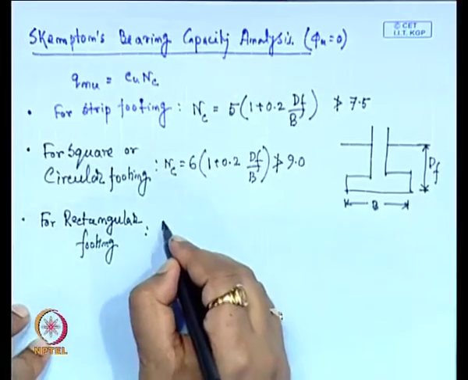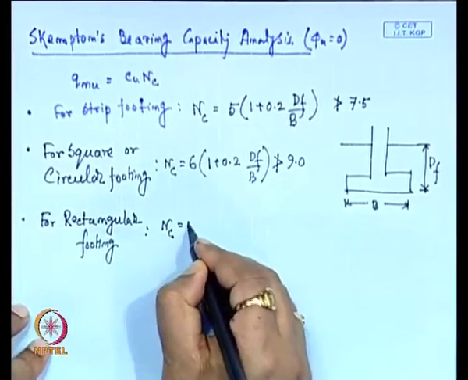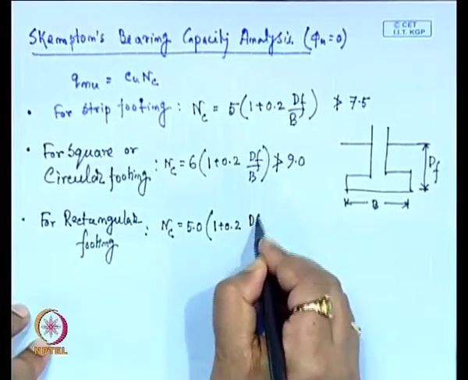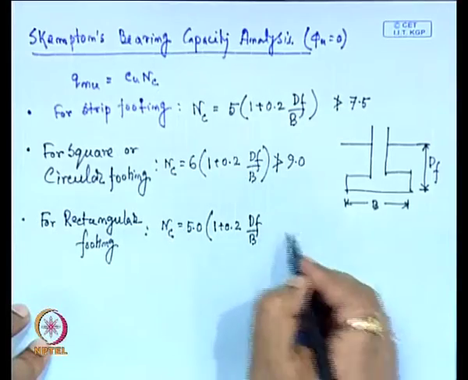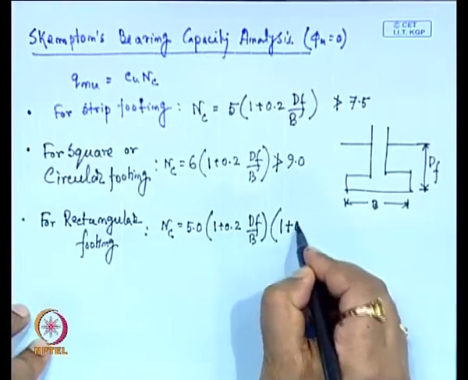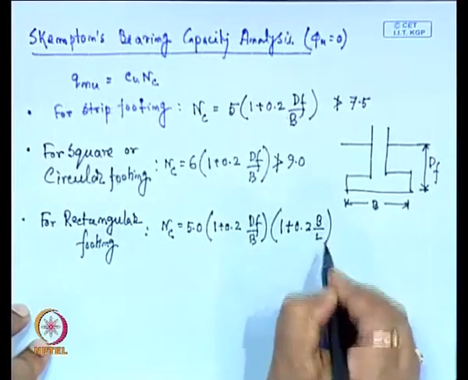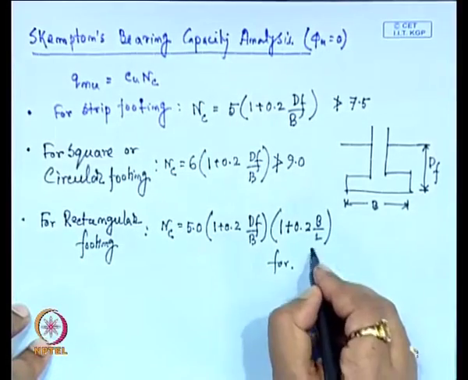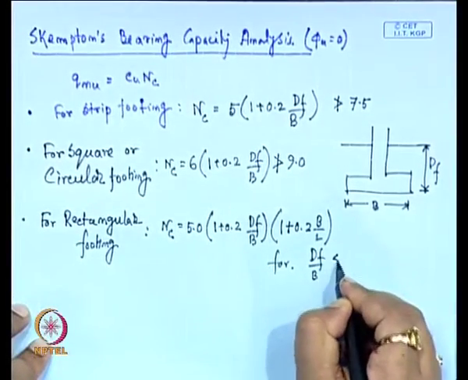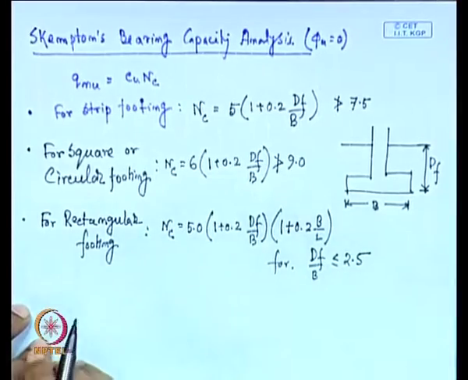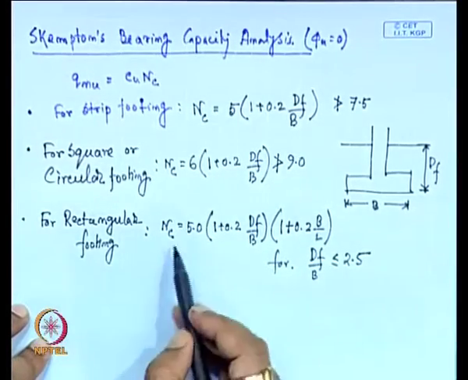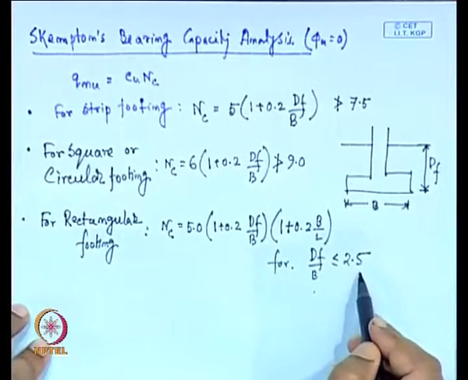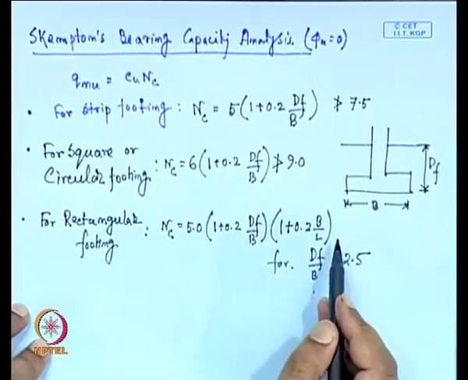Now, similarly for the rectangular footing, the Nc value that we will get is 5 into 1 plus 0.2 df by b into 1 plus 0.2 b by L, for df by b less than or equal to 2.5. So, that means, if it is a rectangular footing, then for df by b less than or equal to 2.5 we can use this Nc expression.